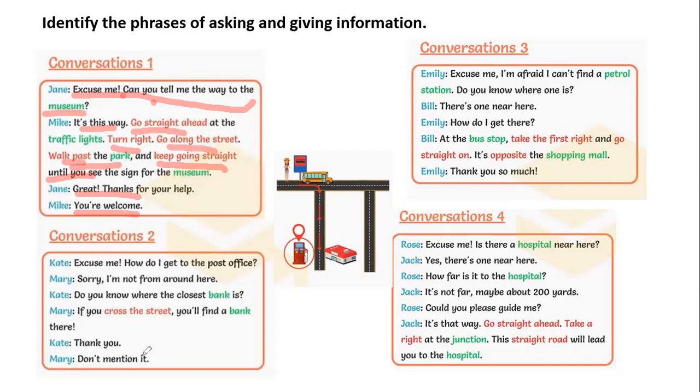Okay. Right. We'll discuss. Now, conversation 2. That's between Kate and Mary. Right? Now, what is Kate asking? How is she asking for the information? Excuse me, how do I get to the post office? Now, here one way was, excuse me, can you tell me the way to the museum? And here, how do I get to? And then you say the place you want to go, right?